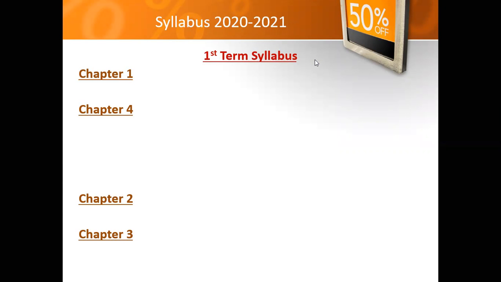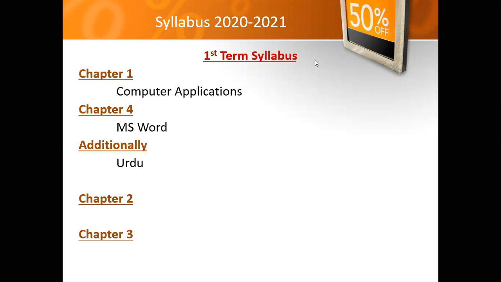In our first term, we did 2 chapters, chapter 1 as computer applications and chapter 4 and the name of the chapter was MS Word. Then additionally, we learned some content, and we learned about InPage, which is used for typing. Some of the students did Urdu typing on keyboards, which are easily available through Play Store.